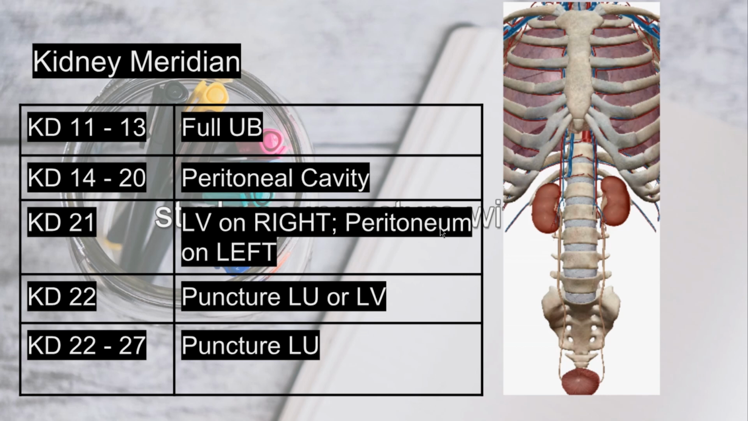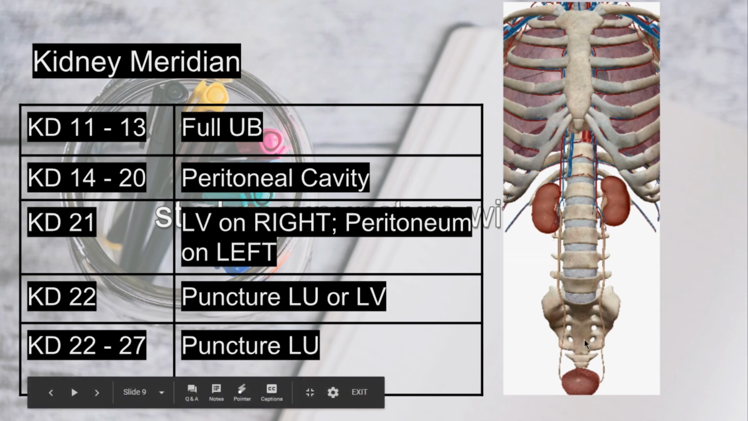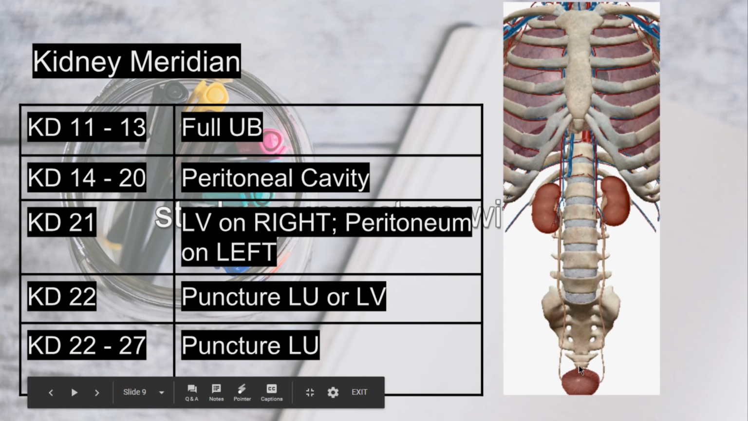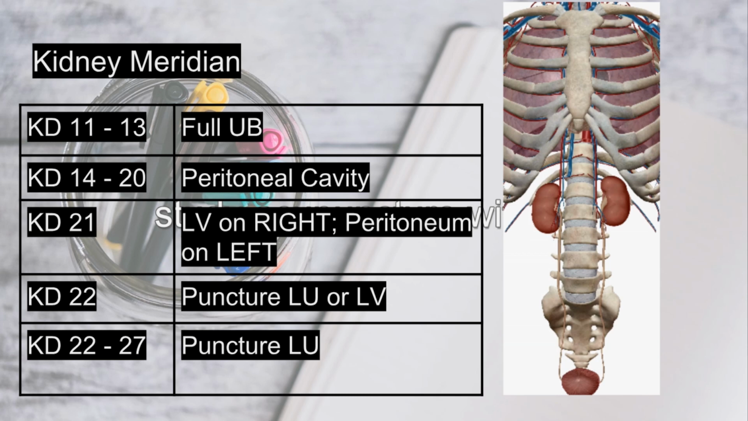And lastly, we have the kidney meridian. So the kidney meridian, kidney 11 to 13, they're all located half a cun lateral to the midline. So depending on if you count from the umbilicus or you count from the pubic symphysis, I count from the pubic symphysis, it's a lot easier. Kidney 11 is right at the superior border of the pubic symphysis. Then you just go 1 up. So kidney 12 is 1 cun superior, 13 is 2 cun superior. So for 11 to 13, caution is deep needling could penetrate the full urinary bladder.